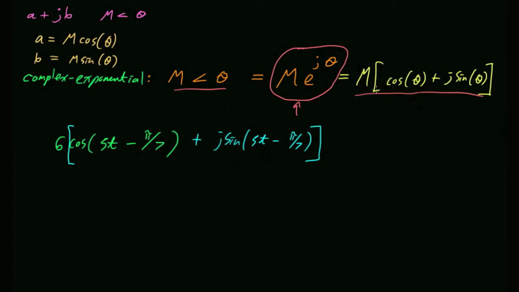Totally, right? I mean, does it fit this pattern? Yeah. So let's see what I've got. I've got 6 e to the j. And now what goes next to the j? Good. 5t minus pi over 7.